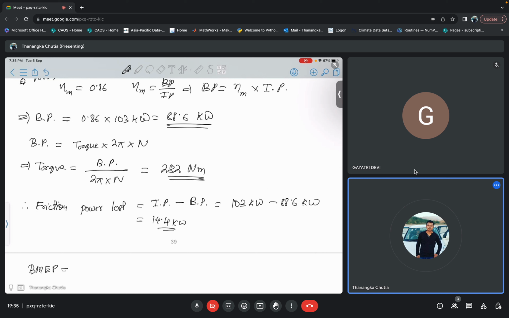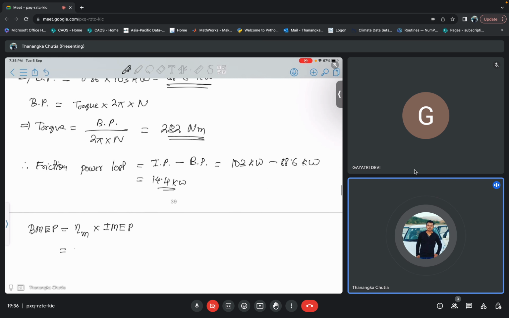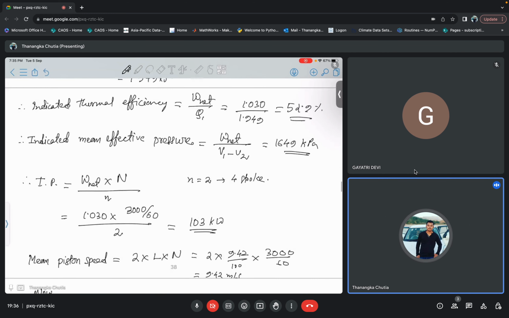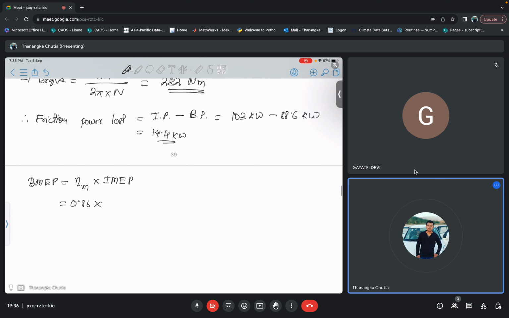Now the last part we have to calculate is brake mean effective pressure. Just like brake power, the brake mean effective pressure will be equal to mechanical efficiency into indicated mean effective pressure. What is mechanical efficiency? 0.86, and indicated mean effective pressure we have already calculated as 1649 kilopascal. So from here you will get 1418 kilopascal. So this is what the question was. Now let us go to the next question.